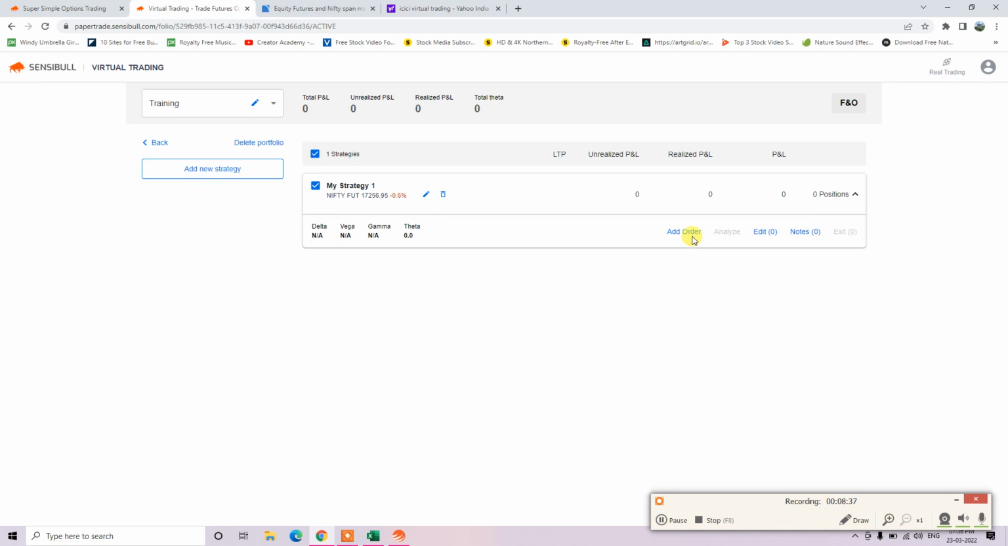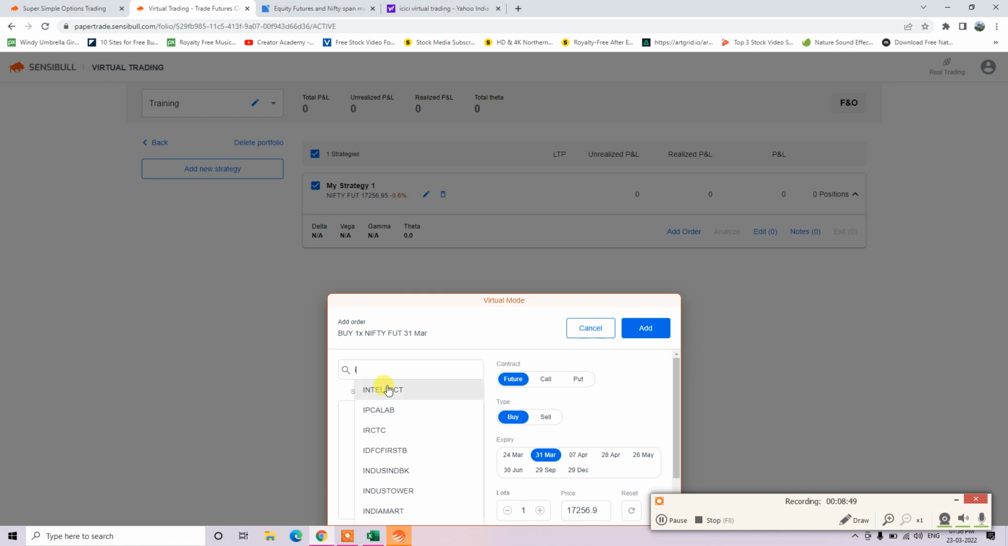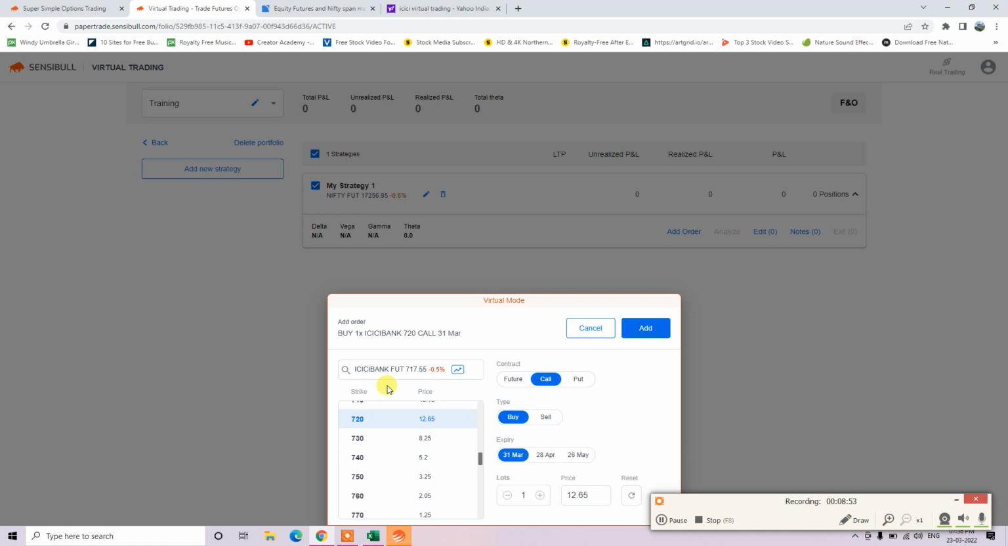Then I need to click on add, and I can select any of the stock here. I have to select the future. Future is nothing but lots. I can select any of the stock. Let us select ICICI Bank. Okay, I selected ICICI Bank.